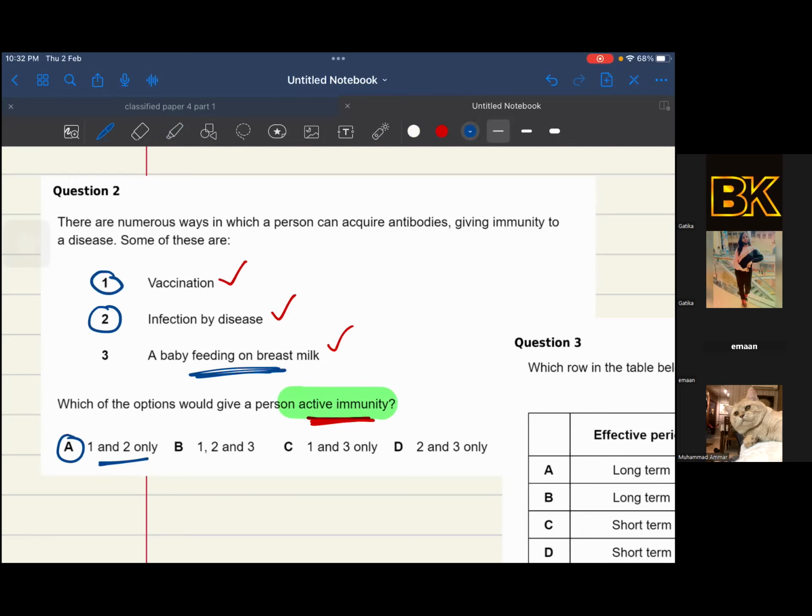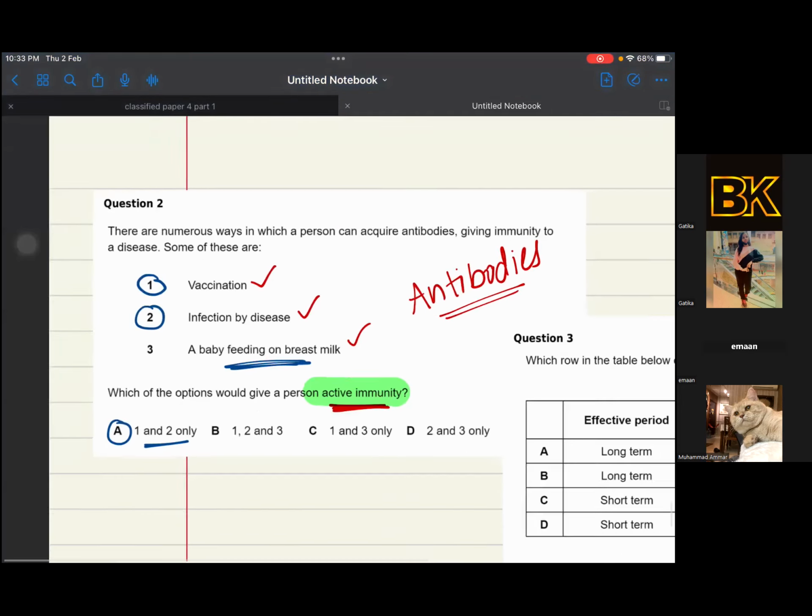So there's no memory cells in a baby feeding on breast milk? Yeah. The baby feeding on the breast milk is directly getting antibodies from the mother. When we're directly getting the antibodies, our lymphocytes are not stimulated. And until our lymphocytes get stimulated, memory cells will not be produced. Do you get that? Okay. Like the white blood cells?